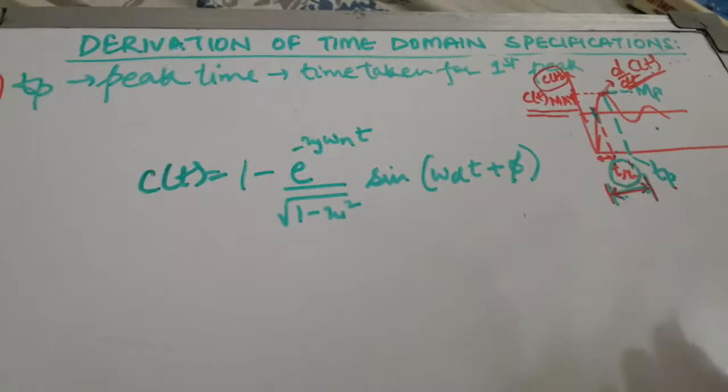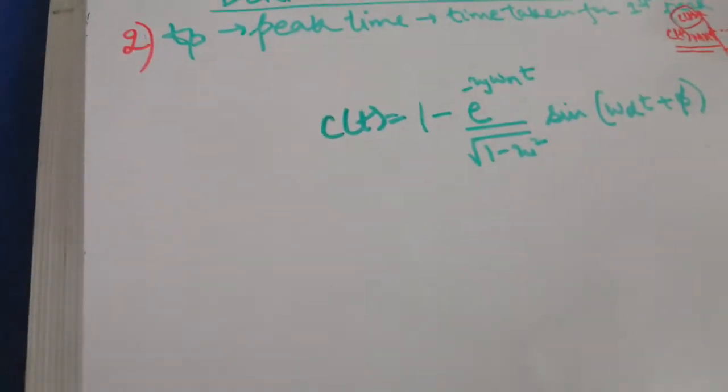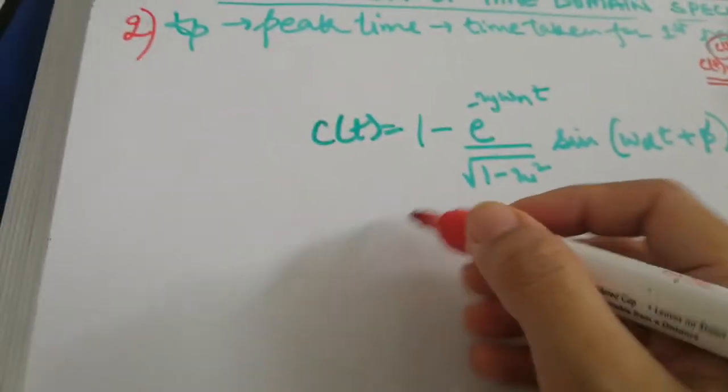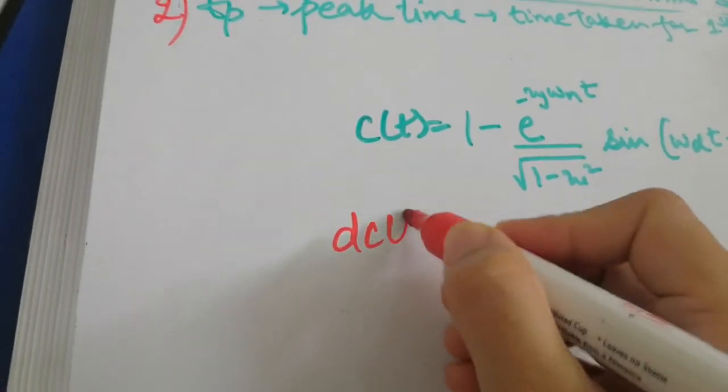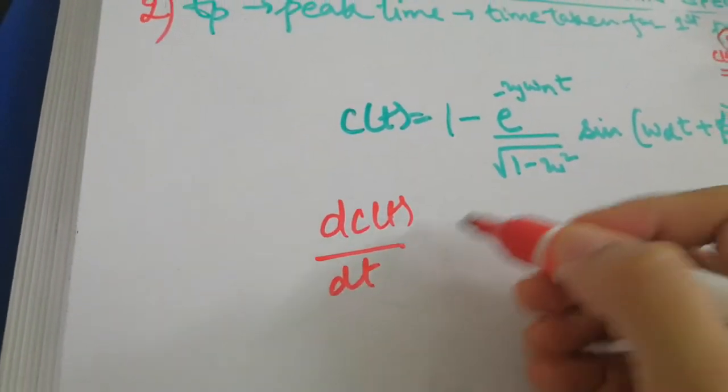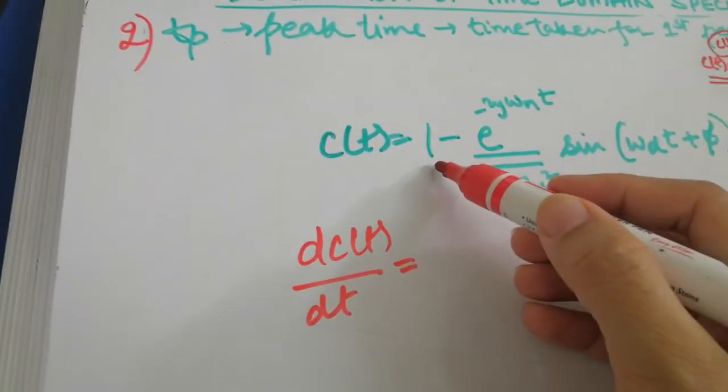So let's first find the C(t) maximum value. For that, we are going to take the derivative dC(t)/dt equals to, what will be the derivative of 1?